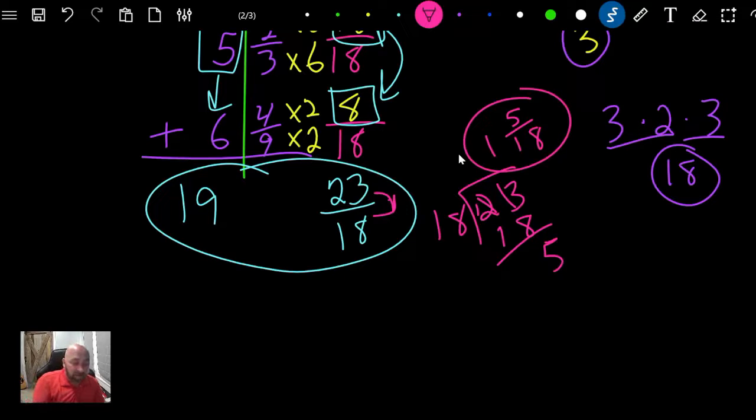Now, you can't write it like this. You can't say 19 and 1 and 5 over 18. That's not going to look right. So what do I have to do?